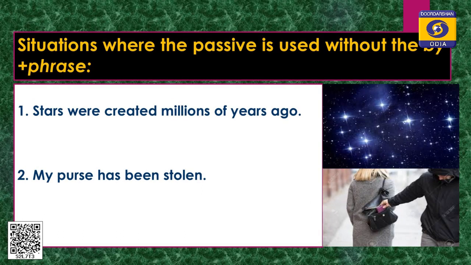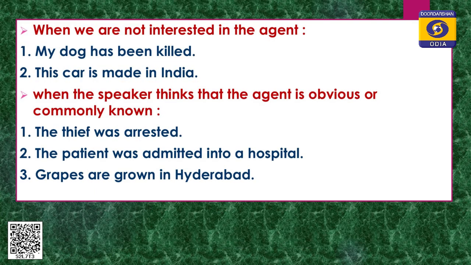Situations where the passive is used without the by agent: stars were created millions of years ago, you see, millions of years ago, right. My purse has been stolen, here there is no by form. So, why is there no by form? Let us look at the principles. When we are not interested in the agent, my dog has been killed, my interest is I am worried about the killing of my dog, I am not worried about the man who killed. My dog has been killed. This car is made in India, who made it is not important, right.